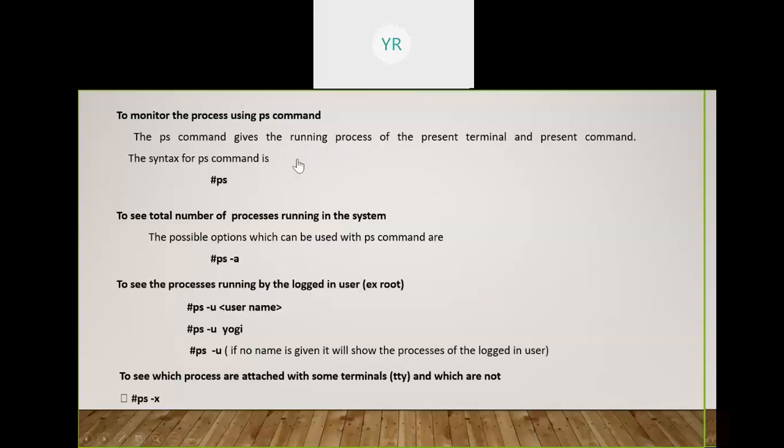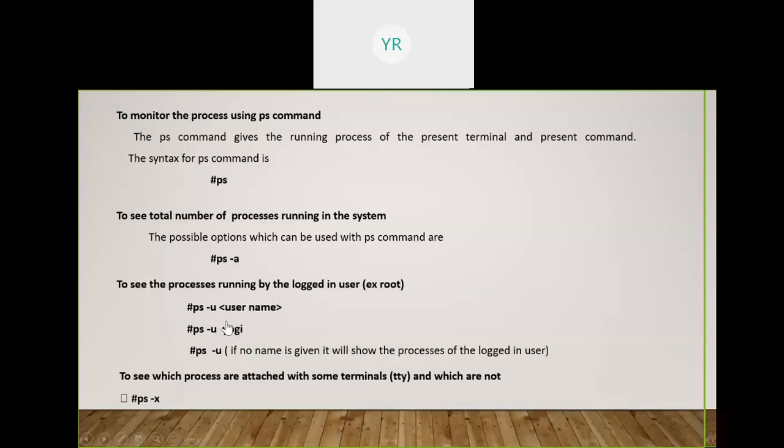The syntax for the ps command is just ps, and it comes with some options. I will give some of the options. If you want to know more options, you can use the man command or help. To see the total number of processes running in the system, you can use ps -a. If you want to see the processes executed by a logged-in user, you can do that by using ps -u.